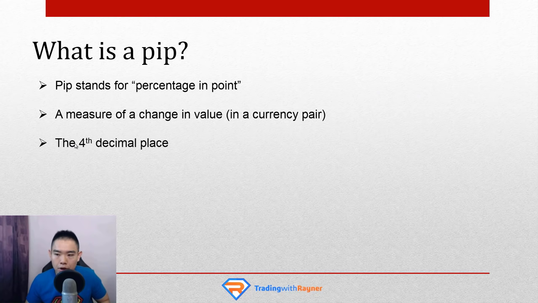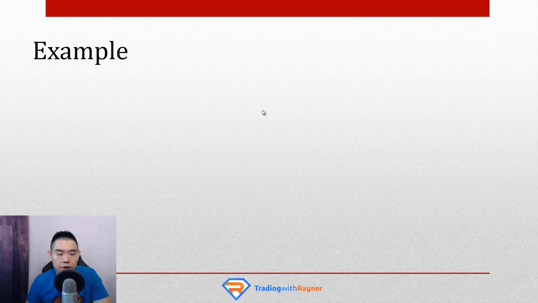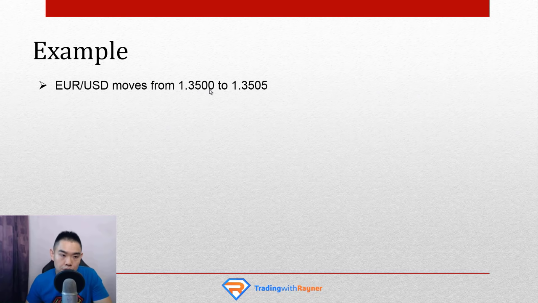Let me explain. Let me give you an example. Let's say the euro against the US dollar moves from 1.3500 to 1.3505. Now let me ask you, where is the number to look at when you want to find out the pip value change? Remember, pip is the fourth decimal place. So this is basically the fourth number after this dot. So 1, 2, 3, 4, you're looking at this number here. So you're comparing the difference between this number here and this number here.